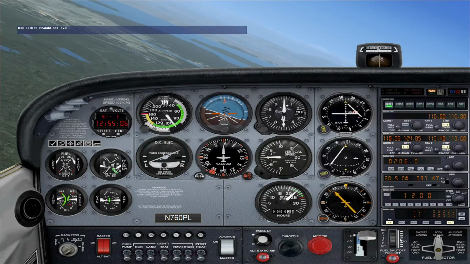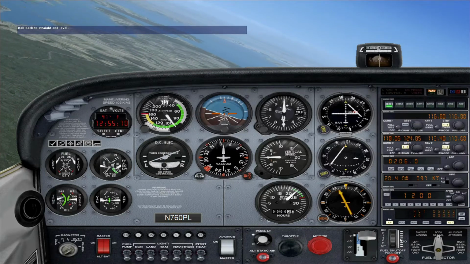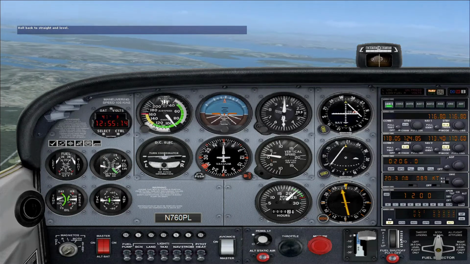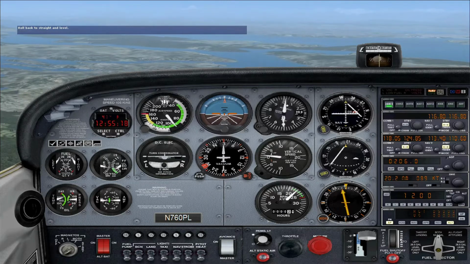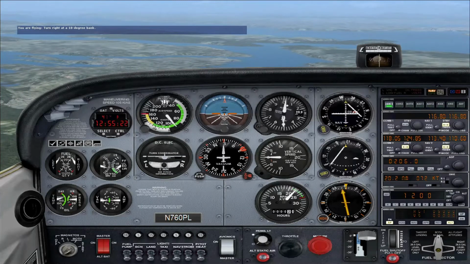Let's roll back into straight and level flight. I want you to turn right and use a 10-degree bank angle.